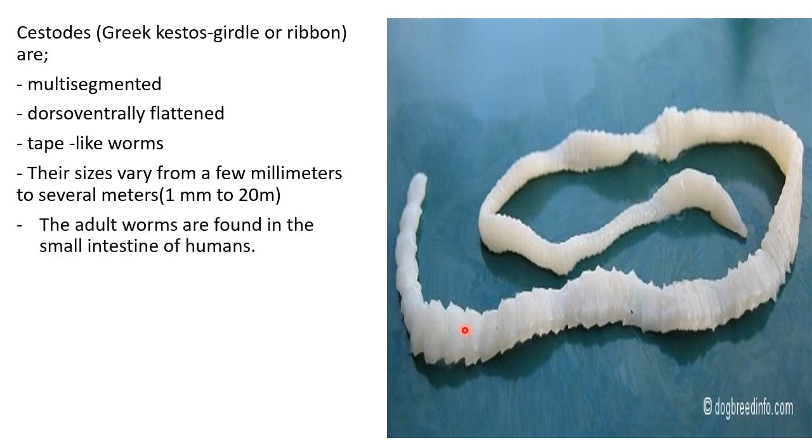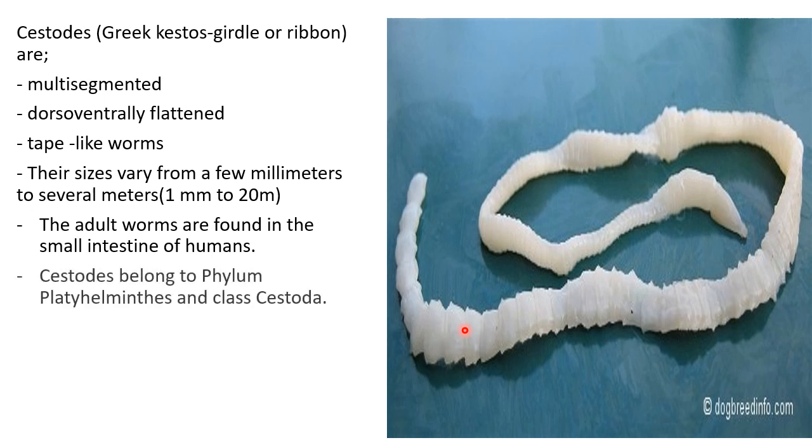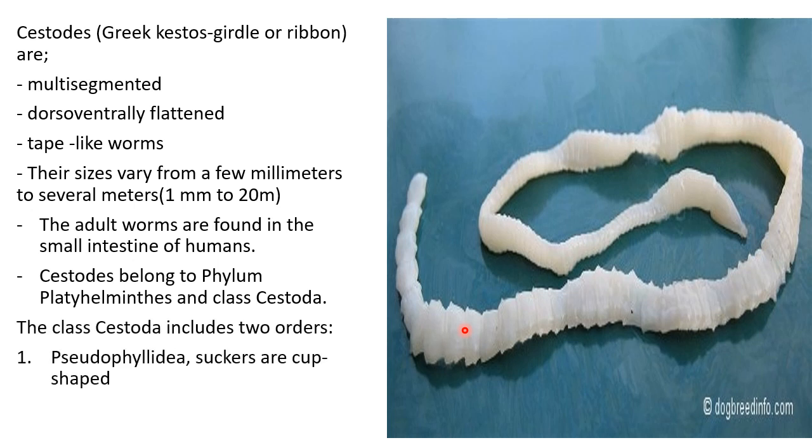Anyways, the adult worms are found in the small intestine of humans, okay? These cestodes belong to the phylum Platyhelminthes and the class is Cestoda. This class Cestoda has got two orders under it. The first order is Pseudophilidia, whose suckers have a cup-shaped form, and then they have another order known as Cyclophilidia, whose suckers are shallow.